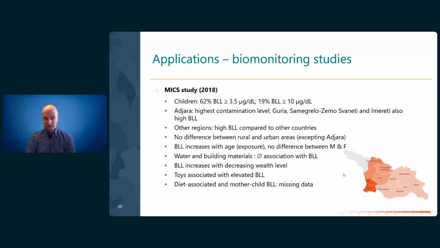Ajara, which is one of the areas of Georgia, has the highest contamination level, followed by Guria, Samegrelo, Zemo Svaneti, and so on. Other regions have a high blood lead level when compared to other countries. There was no difference between rural and urban areas, except for Ajara. And there are other details that can be shown in this study.